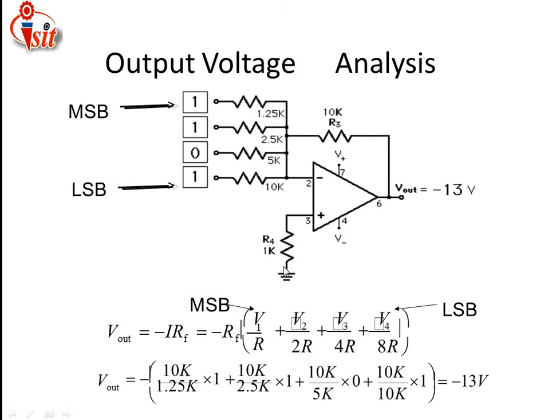Just see here the formula. We know the general voltage calculation formula: V out is equal to current into resistance. By using this formula, the output voltage is equal to current into resistor, and here I have considered minus RF as it is. And what is the formula for I? Again we know the formula for I is equal to V divided by R.